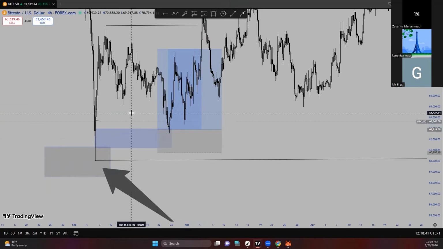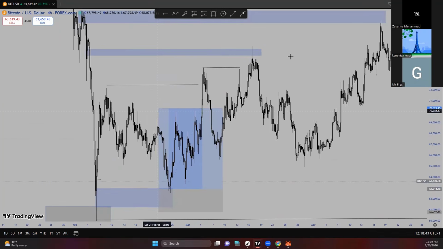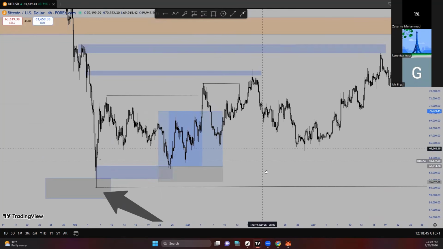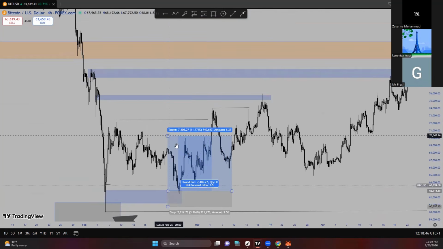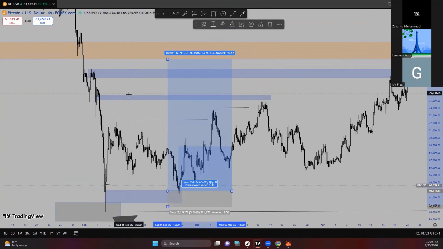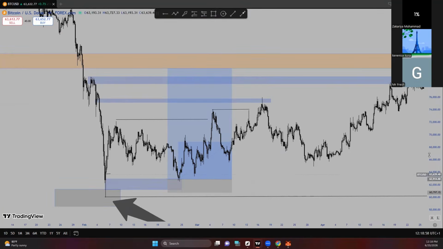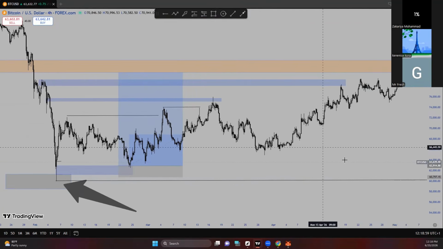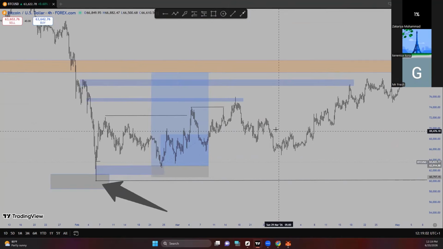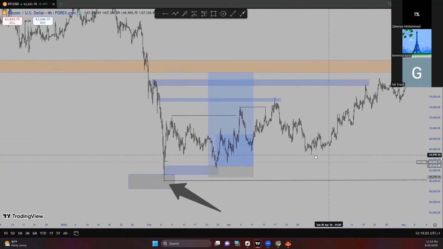Our target would be these zones, where we expect the higher time frame reversals to come from. Sorry, this OB, this breaker block. This is our target, because we know that this is a correction move, and the correction move will last until the market taps into a demand zone or supply zone in the higher time frame for us to continue.